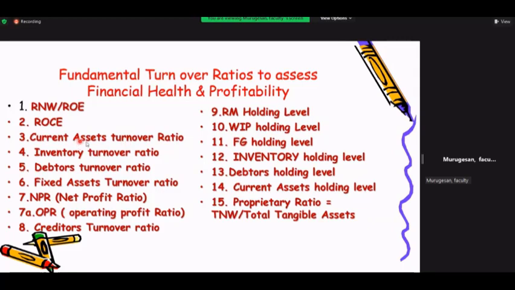The third is a very important, very popular ratio: current assets turnover ratio, CATO. How many times current assets are rotated versus sales? All turnover ratios are very frequently asked questions. Inventory turnover ratio, stock turnover ratio: how many times stock is rotated? Debtors turnover ratio: how many times debtors are getting rotated? Fixed asset turnover ratio: how many times the sales are versus investment in fixed assets.